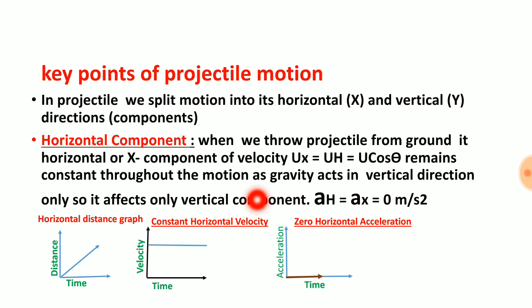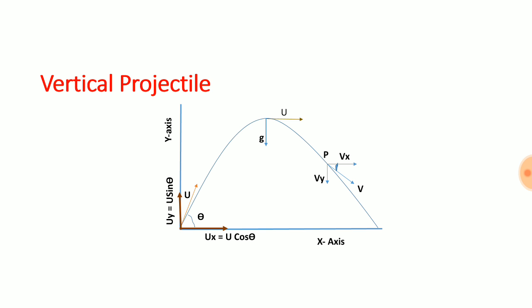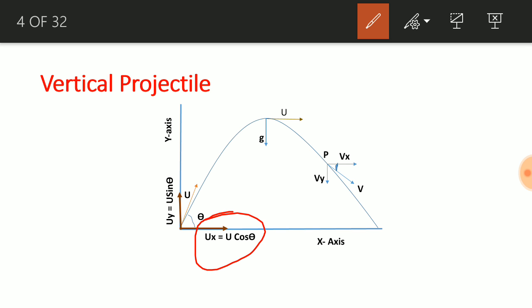Now let us learn the key points of projectile motion. In projectile motion, we split it into horizontal and vertical components, which is a requirement of projectile motion because there are two directions, horizontal direction and vertical direction. About the horizontal component, when we throw a projectile from the ground, its horizontal component or x component of velocity, that is ux equal to u horizontal equal to u cos theta, remains constant throughout the motion. See in this diagram, this u cos theta is called the horizontal component. This remains constant throughout the motion.